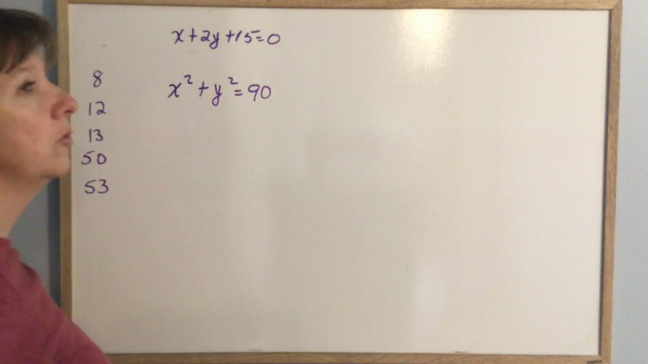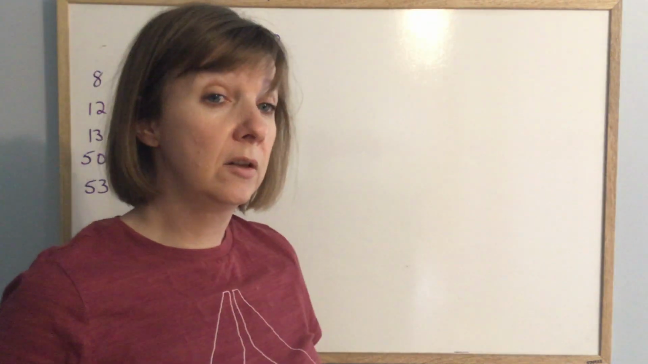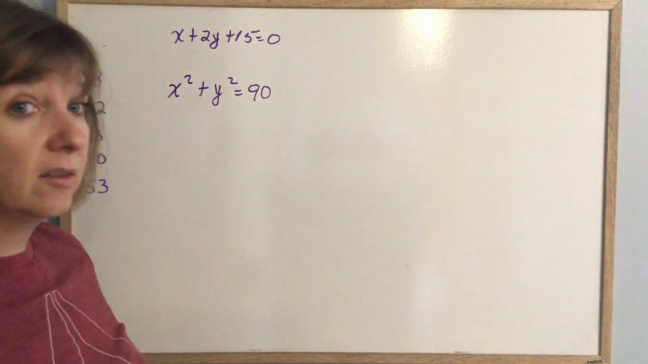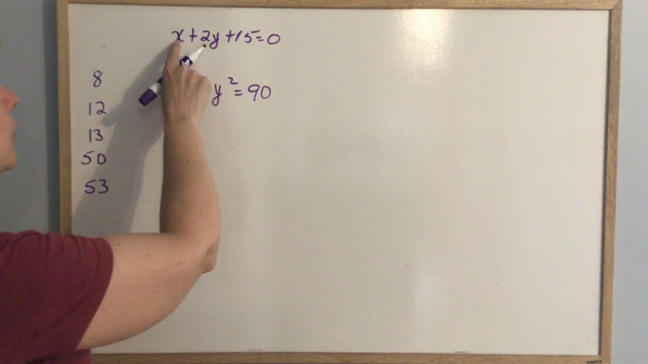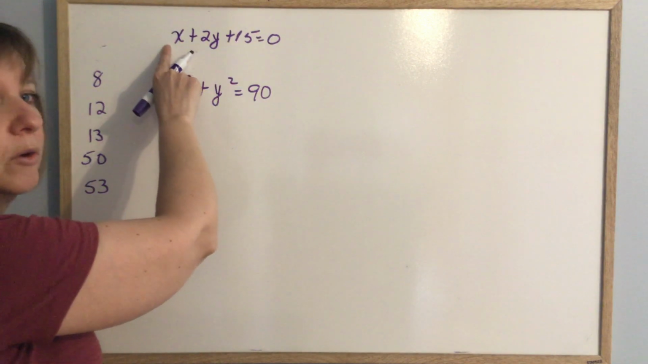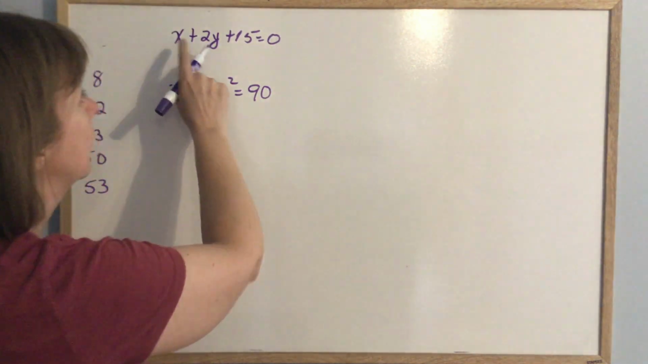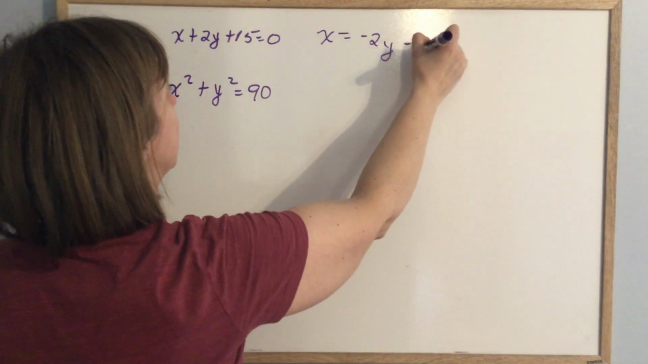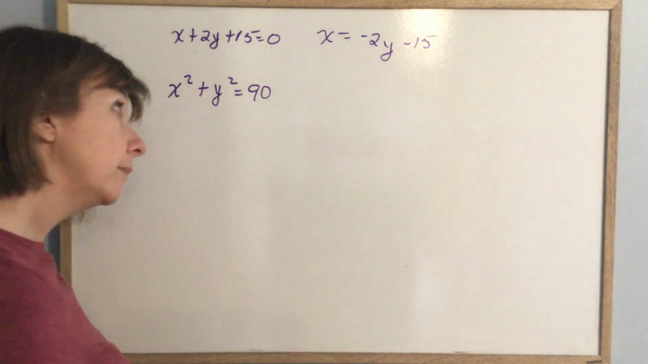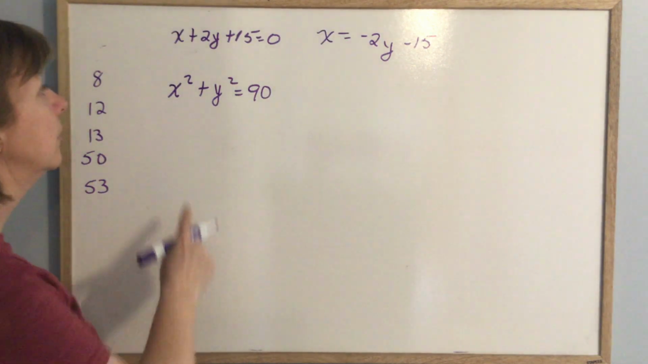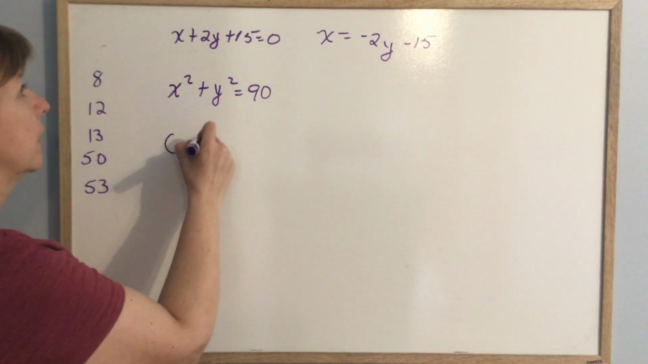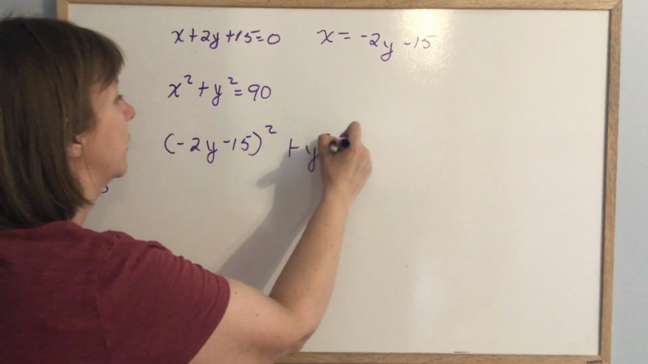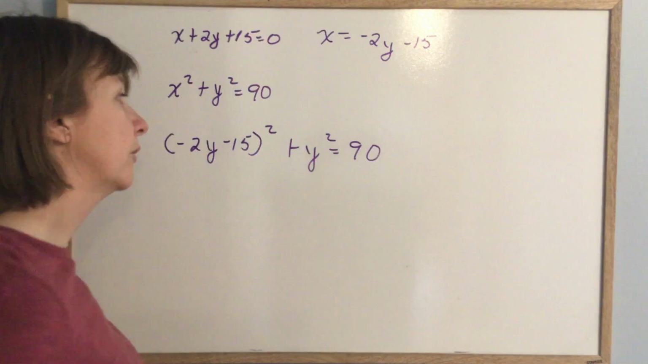So again, what I want to do is take the line and isolate one of the variables. It doesn't have to be y, and in this case I wouldn't do y, I would do x, because x doesn't have a coefficient in front of it. It'd be easier to isolate that one and make it x is -2y minus 15. So to go to the circle, instead of putting x, put (-2y minus 15) squared plus y squared equals 90.